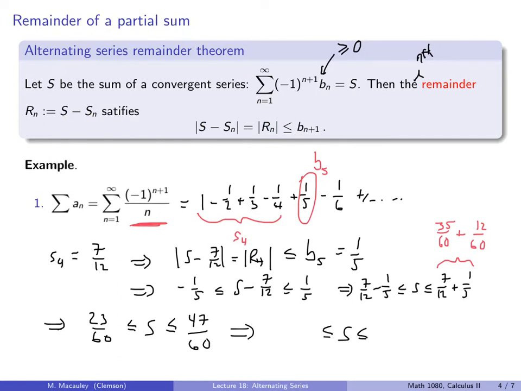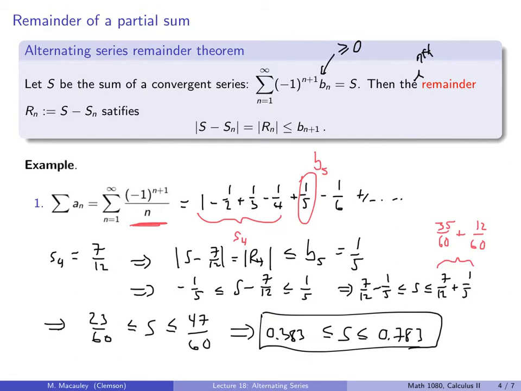Let me go into Wolfram Alpha on my laptop, and S is between 0.383 and 0.783. So we don't know what S is, but by just looking at the first 5 terms of this series, we're able to conclude that S is between these two numbers. So we're able to narrow this down quite quickly, and that's the main point of the remainder theorem: it allows us to estimate the sum really quickly.